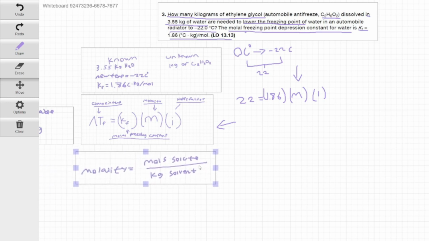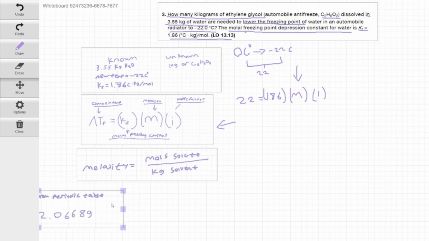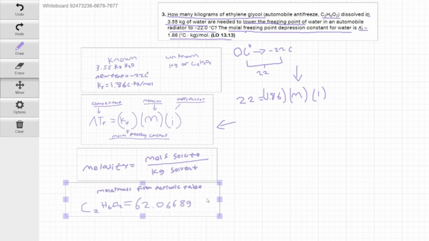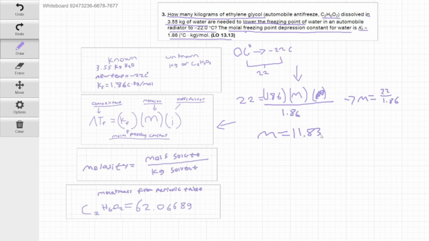Now, the formula for molality is equal to moles of solute divided by kilograms of solvent. To get these moles, I'm going to pull out this little molar mass thing I derived from the periodic table. You can just get that if you have access to a periodic table. But now what you're going to do is basic algebra, and you're going to divide out this, and the 1 doesn't really matter, so you can just get rid of it if you want. That's going to mean M is going to equal 22 divided by 1.86, or M is equal to 11.83.